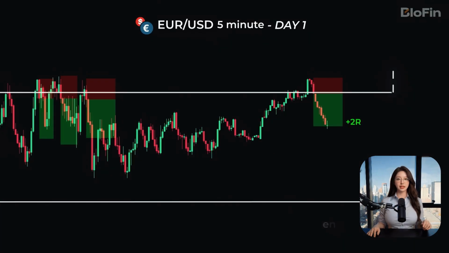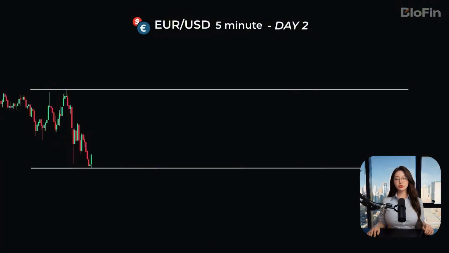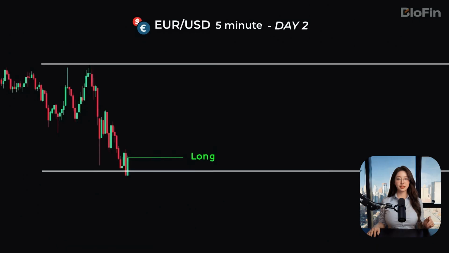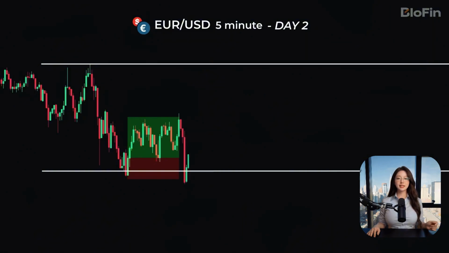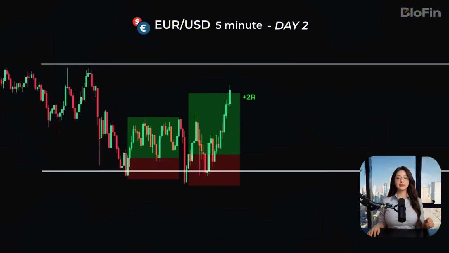Here we marked the 4-hour range. Then price quickly gave a long setup, stop loss at the lows, take profit at 2 times risk. Price hits the target, so that's a 2R gain. Later price gave another long setup. Stop loss is set at the lows, take profit at 2 times risk, and price hits the target again. Another 2R gain. After that, price broke above the range and didn't re-enter until the end of the range. So there were no setups taken.